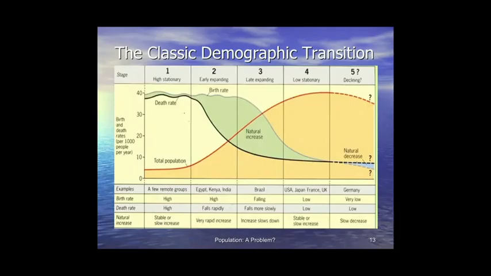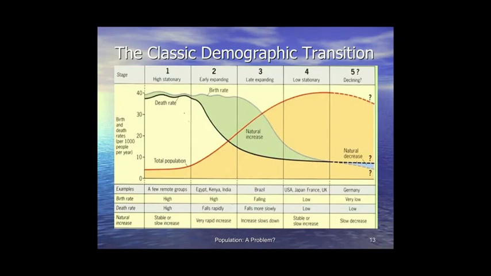This is the classic ideal type demographic transition. Everybody recognizes that it doesn't apply exactly in all ways to all places at all times, but that on the average, for most places, in various ways, you can expect them to go through this kind of sequence.